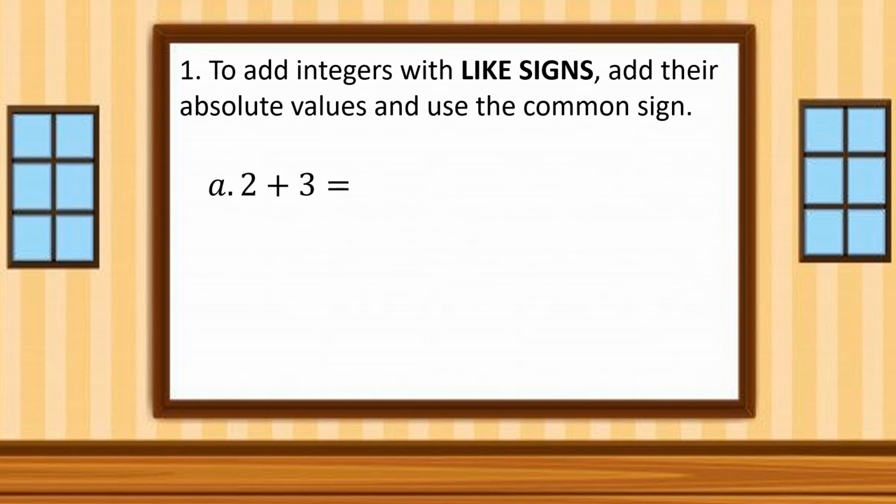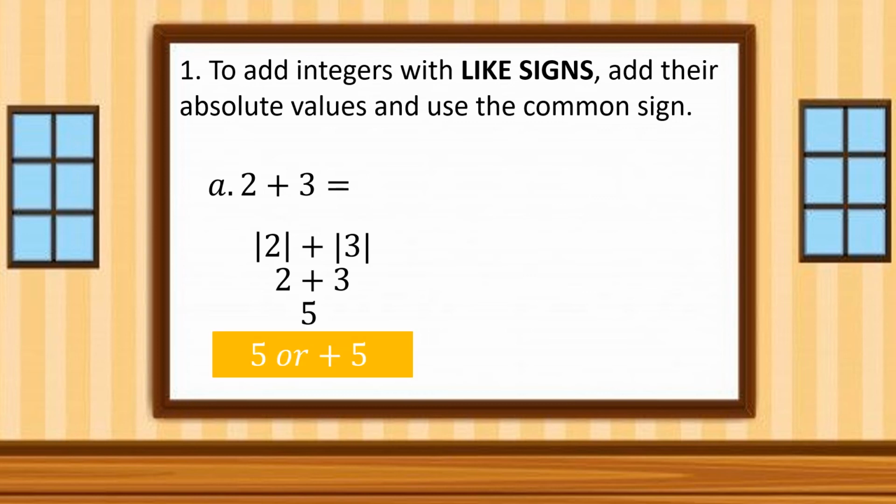So getting the absolute value of positive 2 and the absolute value of positive 3. The absolute value of 2 here is 2 and the absolute value of 3 is 3. So therefore, 2 plus 3 will give us 5. Okay, so the answer will be 5 or positive 5. So again, kapag po ang ating sagot is positive, you don't need to write the sign.